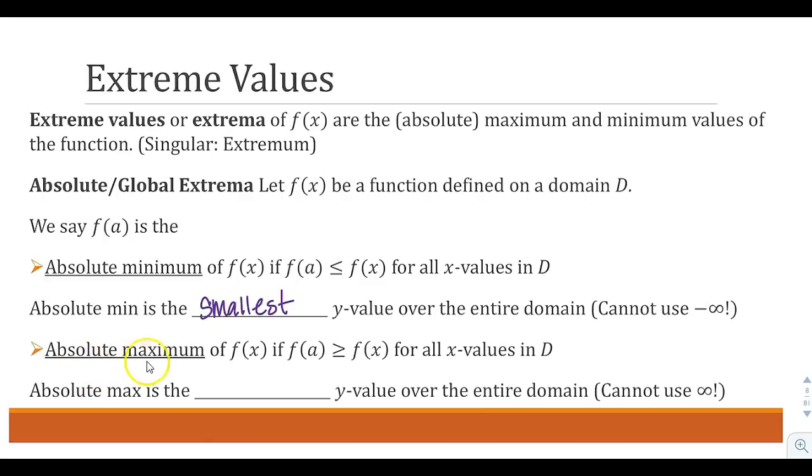And then on the other hand, we have an absolute maximum of f of x if f of a is greater than or equal to f of x for all the x values in the domain. So the absolute maximum is the biggest y value across the entire domain, and we cannot use positive infinity.